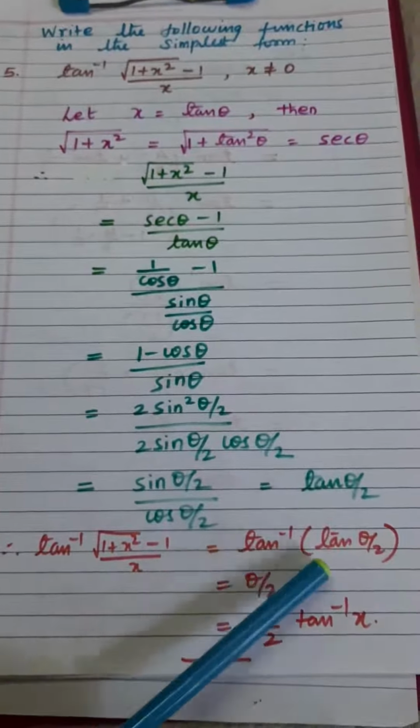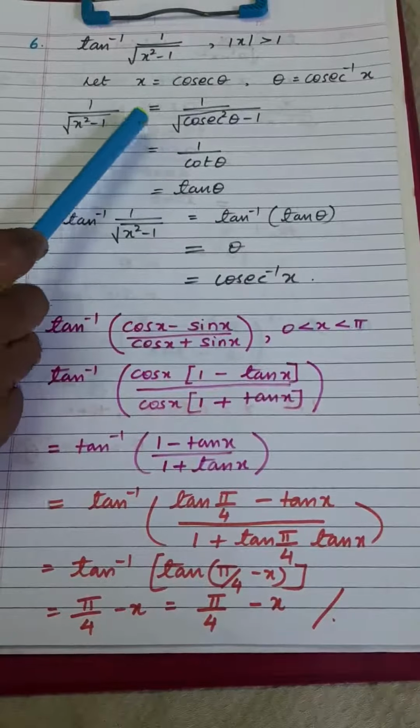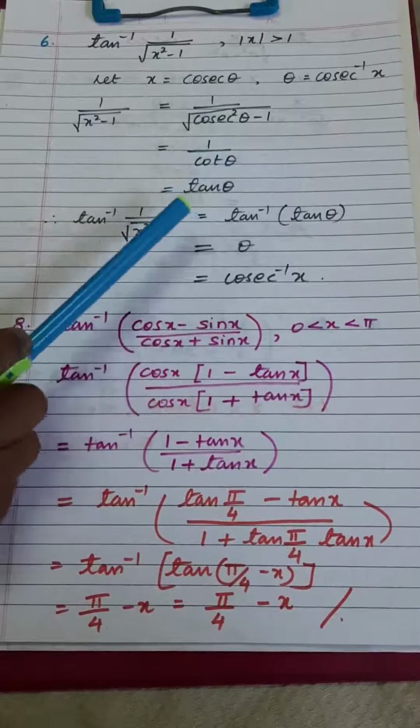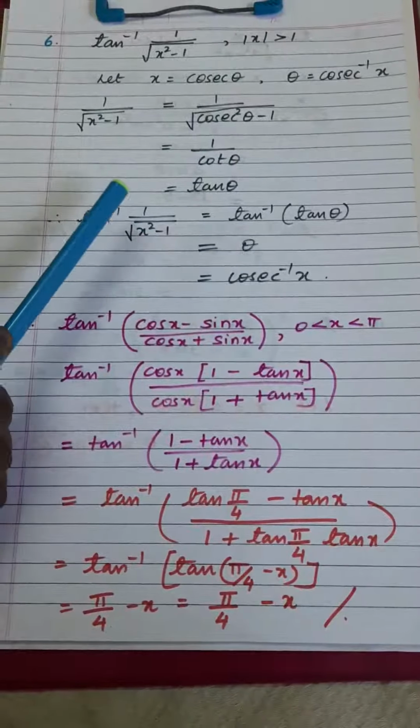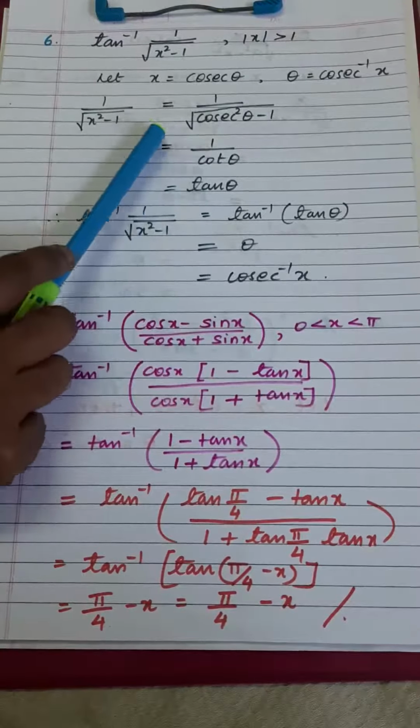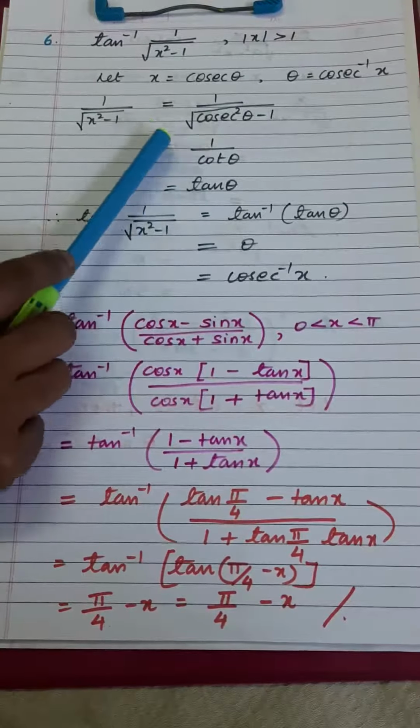Now question number 6. Simplify this one, tan inverse 1 by root of x square minus 1. Now we will take x equal to cosecant theta. So 1 by root of x square minus 1 is equal to 1 by root of cosecant square theta minus 1. We know that cosecant square theta minus 1 is cot square theta, and the square root of cot square theta is cot theta. 1 by cot equal to tan theta.